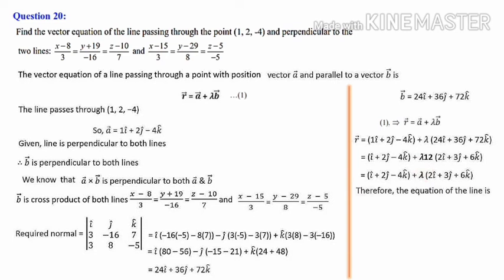It's not a problem. Now the equation of the line is i cap plus 2j cap minus 4k cap plus lambda into 2 i cap plus 3j cap plus 6k cap.